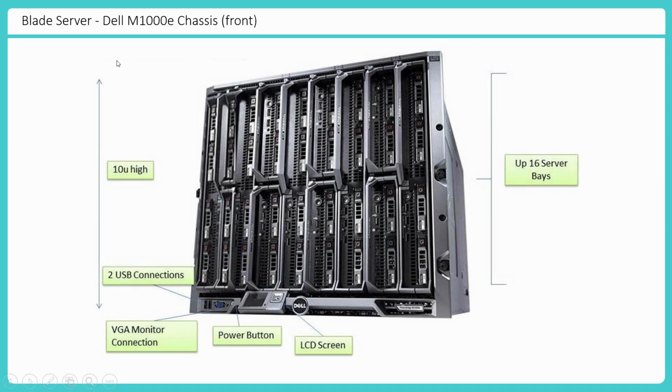Going further, here is another example of an old unit, the Dell M1000E chassis, in the front. This is how it looks. It has 16 server bays. You could insert 8 servers here. It has USB connectivity, a power button, an LCD screen, and it is 10U high. So it will consume 10 rack units within your rack.